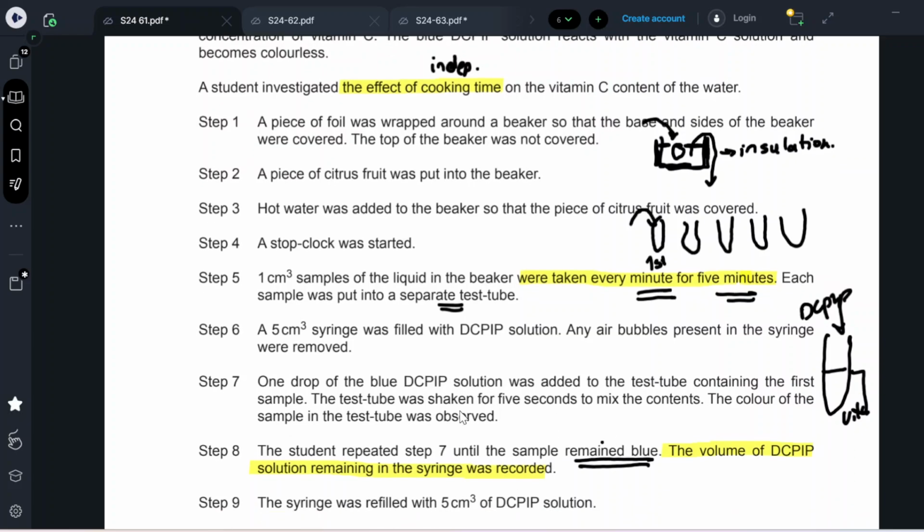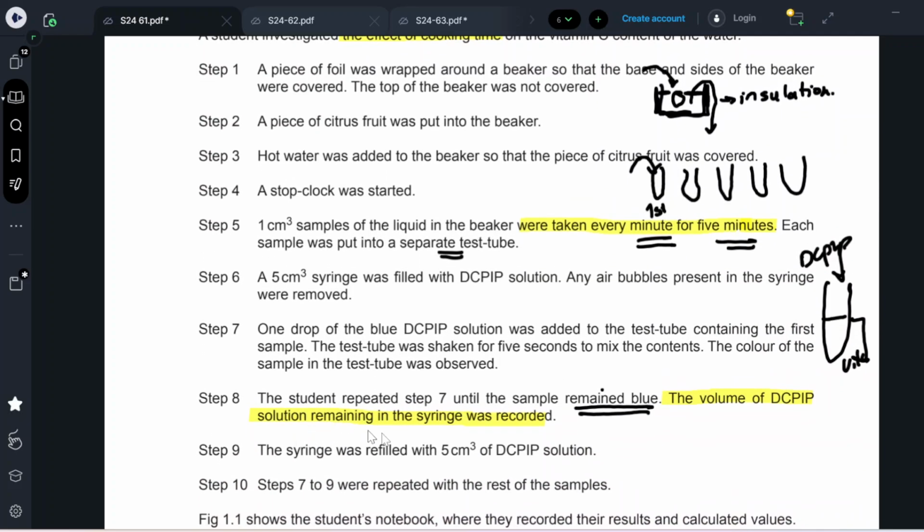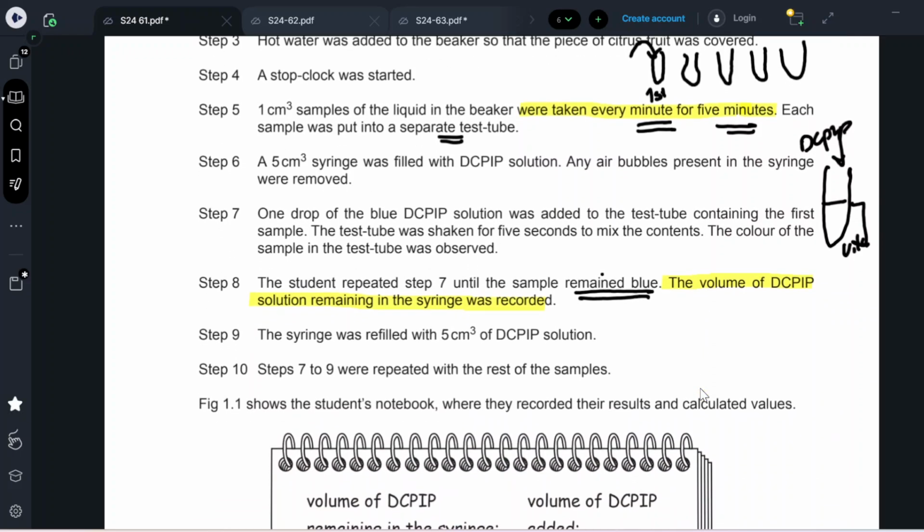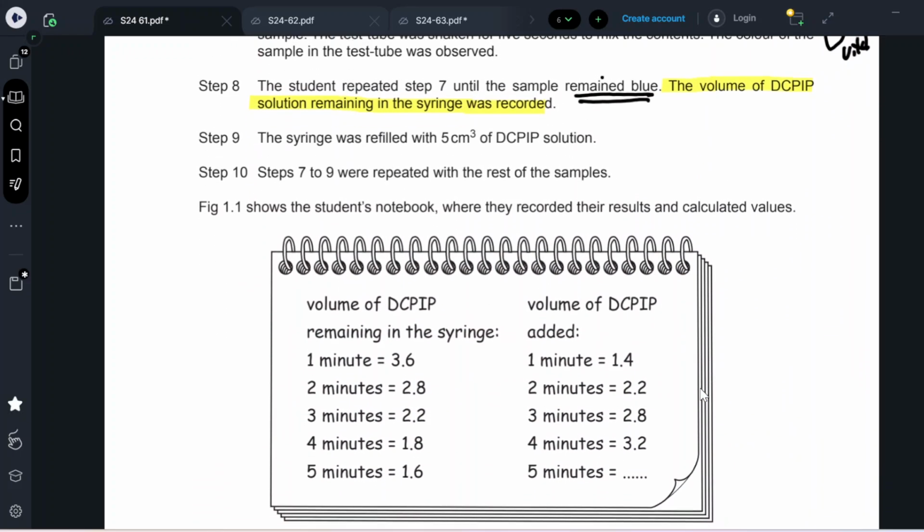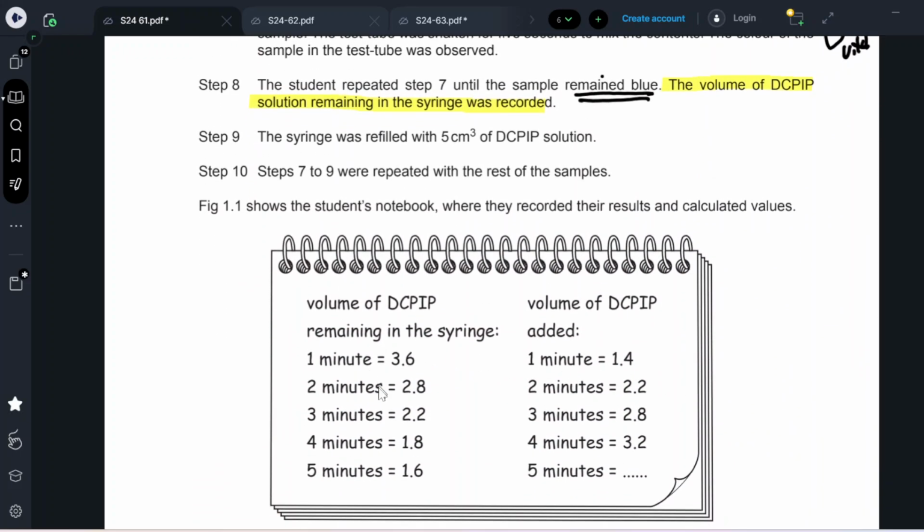Let's finish the steps. The syringe was refilled with 5 cubic centimeter of DCPIP and the steps were repeated with the rest of the samples, sample 2, sample 3, 4, 5, every minute. And these were the results. Every minute, I have a different sample. This was the volume remaining in the syringe.